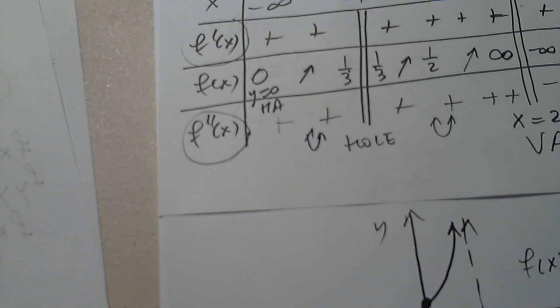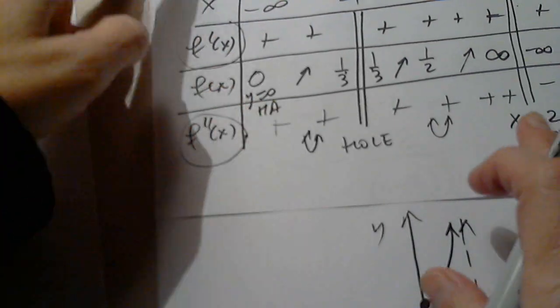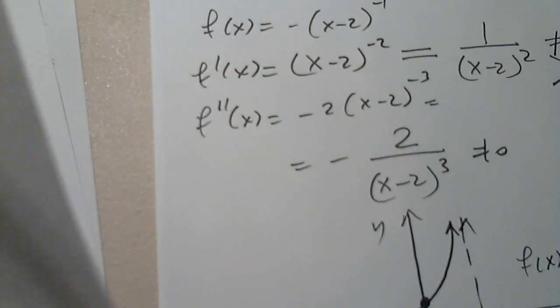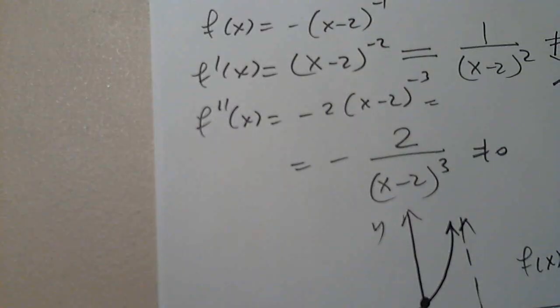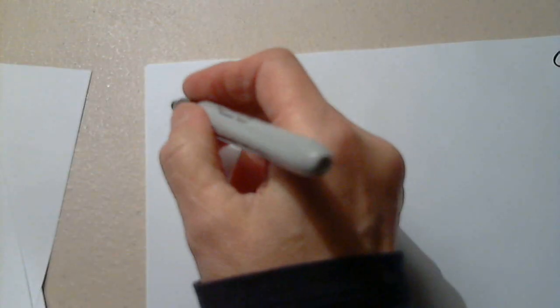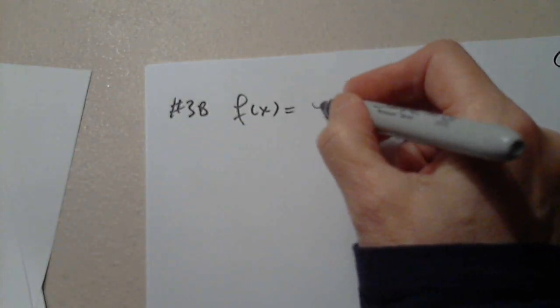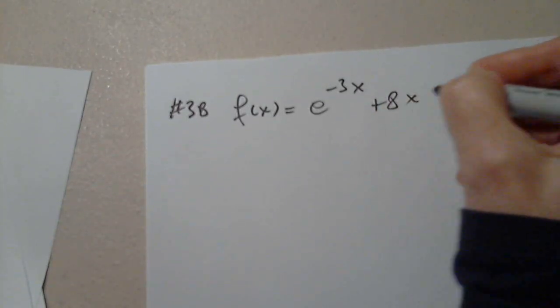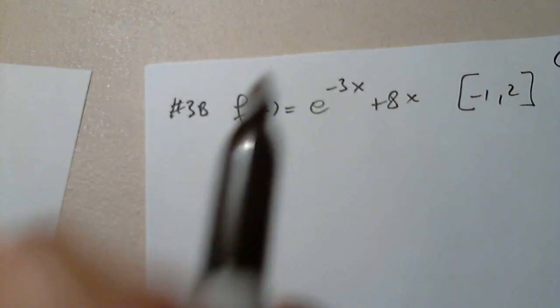Determine the maximum or extrema, points of extrema, or max min if you want, on a closed interval. So let's look at 38. If you have any questions, stop me anytime. And so I'm on page 5. Okay, 38. I have f of x equals e to -3x plus 8x, and the interval is -1, 2.